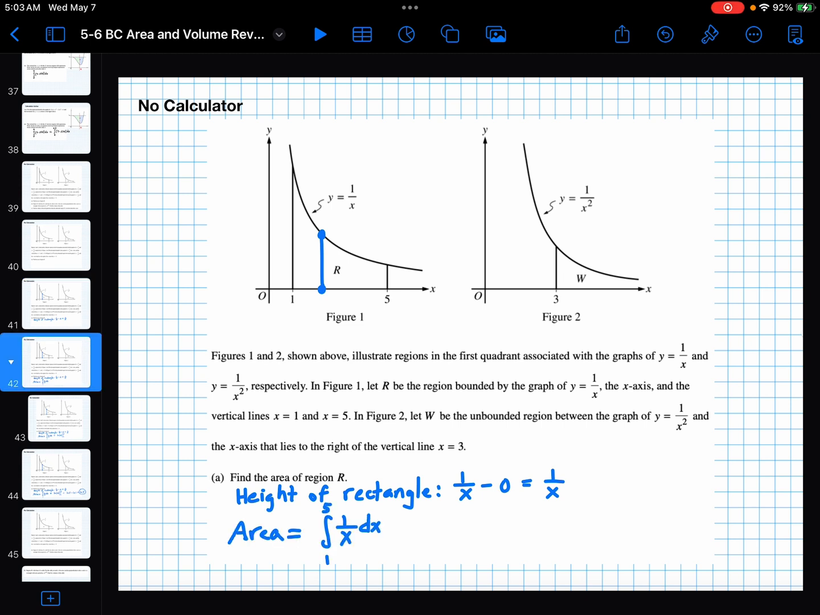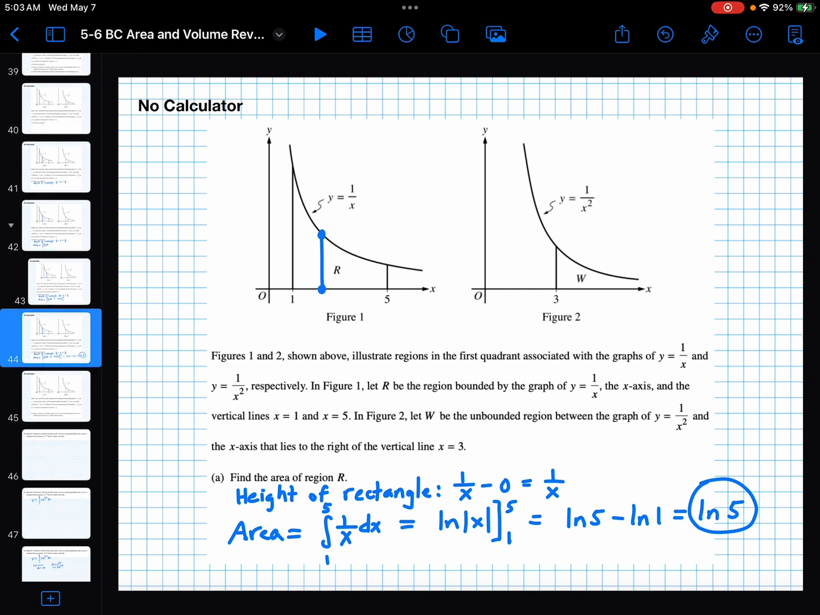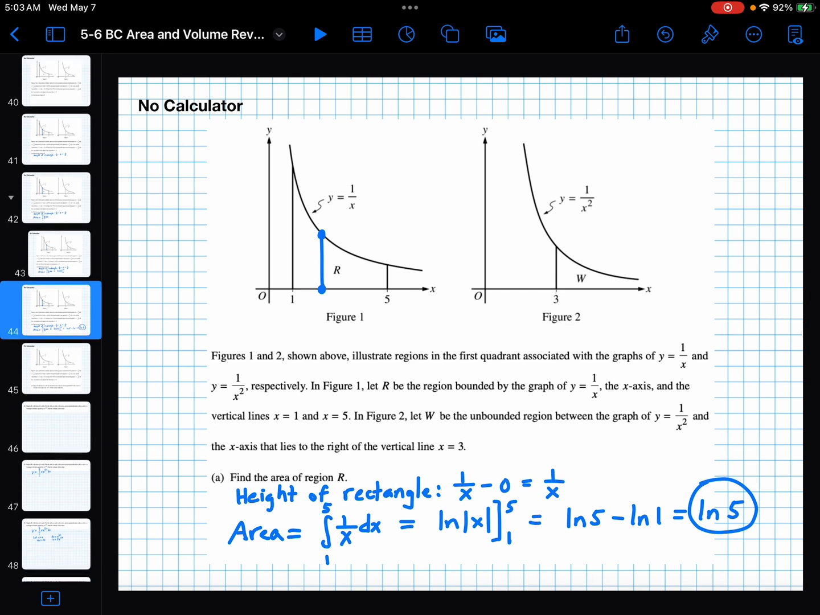Here we already have our limits of integration, 1 and 5. And even though you're not allowed to use a calculator here, this is fairly straightforward. The antiderivative of 1 over x is natural log of x. And you're going to evaluate that from 1 to 5. So you wind up with natural log of 5 minus natural log of 1. But natural log of 1 is just equal to 0. So write it out as natural log of 5.